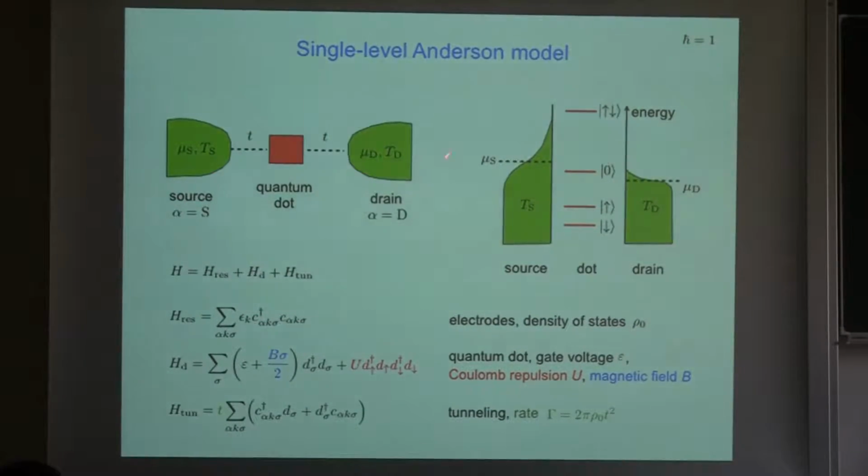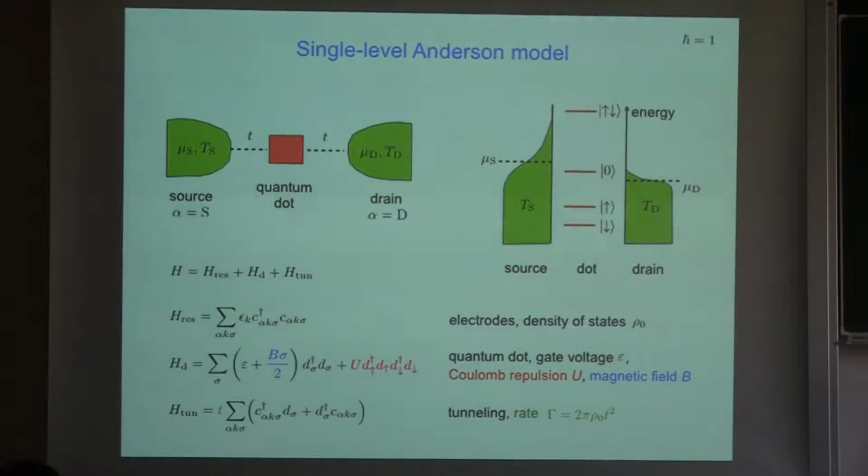Furthermore, we have two reservoirs here that are just described by free electrons with some density of states rho naught. And we have some tunneling here with some tunneling amplitude T, which just describes electrons tunneling from one lead onto the dot and to the next lead, and vice versa.